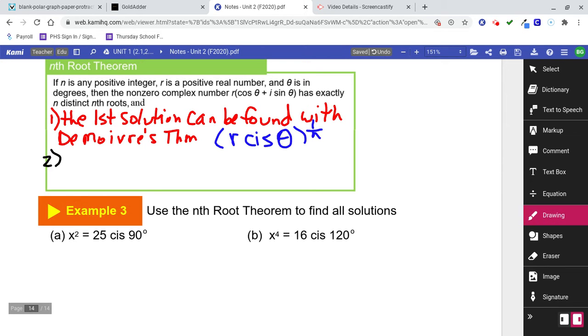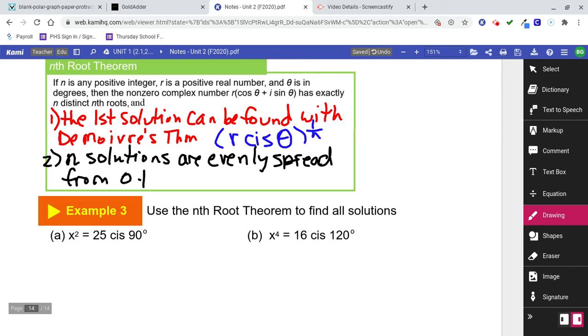The n solutions are evenly spread from 0 to 360.